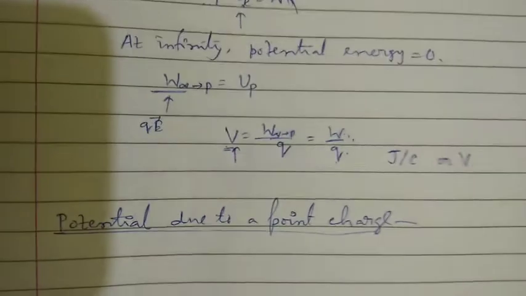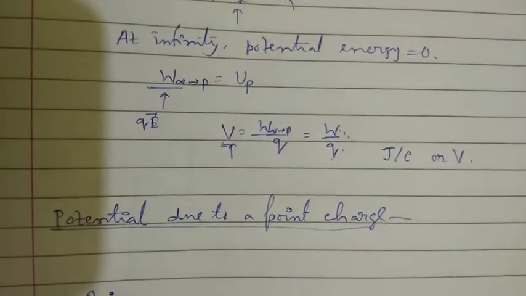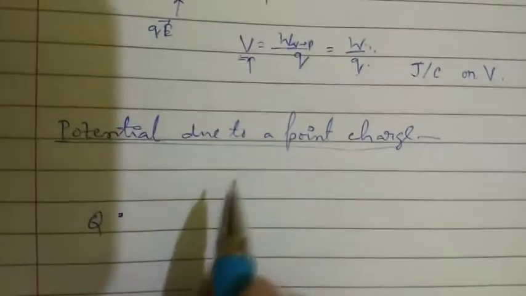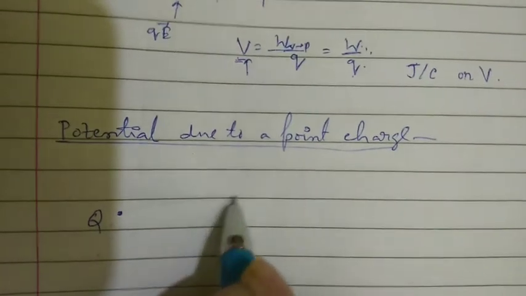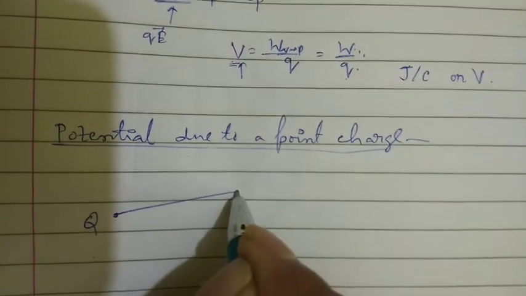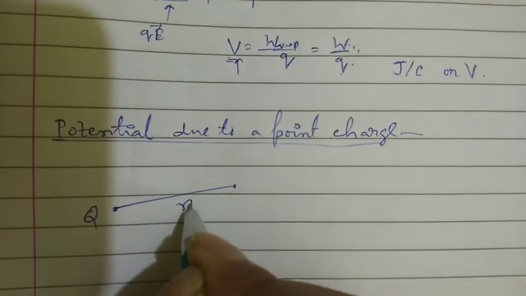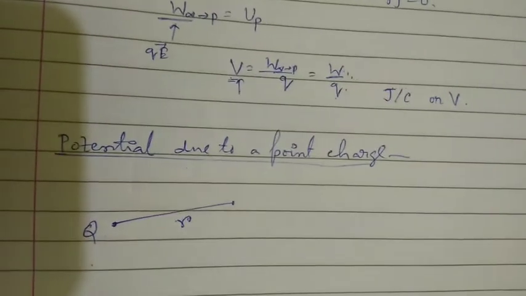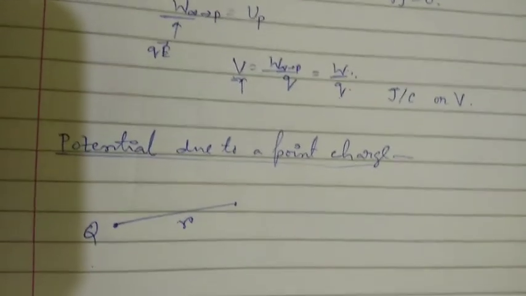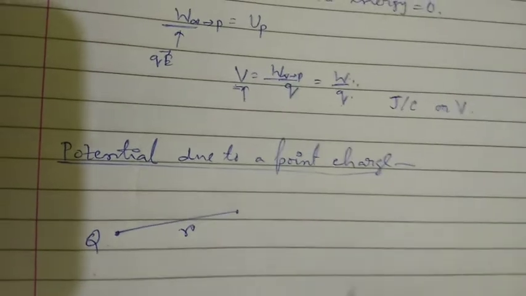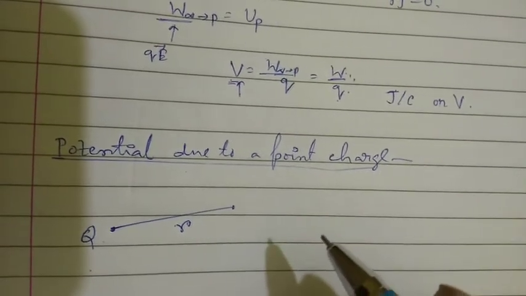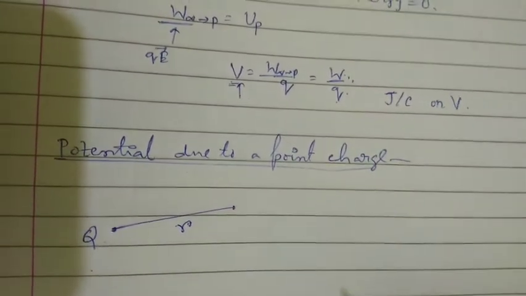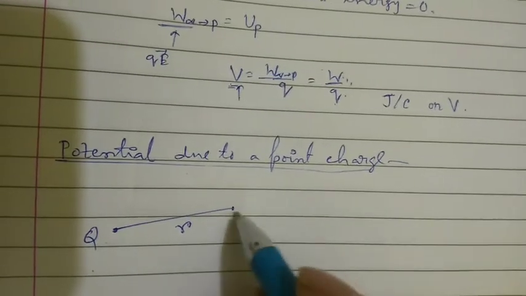Consider a point charge here, Q. We want to find out electrostatic potential due to this charge at a distance r from it. So what we have to do, we have to find out the work done in bringing a positive unit charge from infinity to this point. So that will be the electrostatic potential at this point.